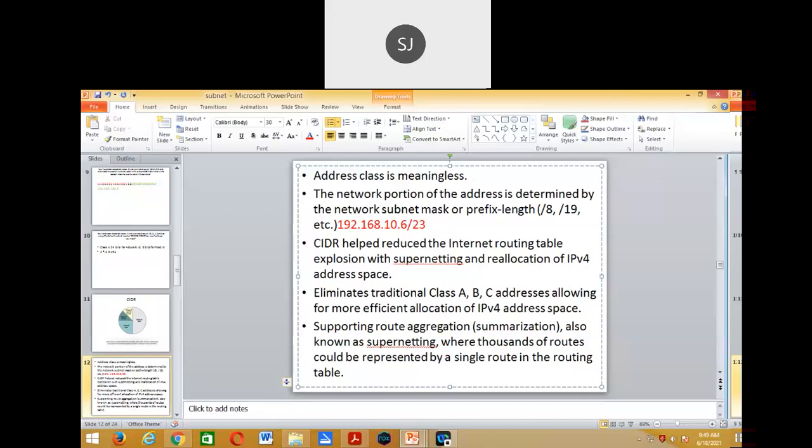See, 23 bits will be 1. So I think it is 255.255.254.0, right? The 9 bits of the host should be 0, remaining 23 bits 1. What is the answer?